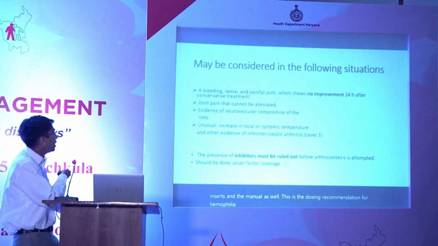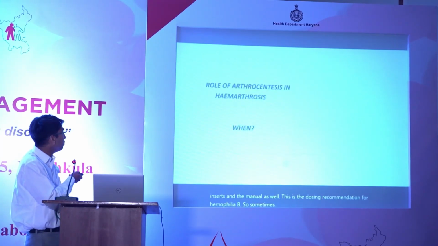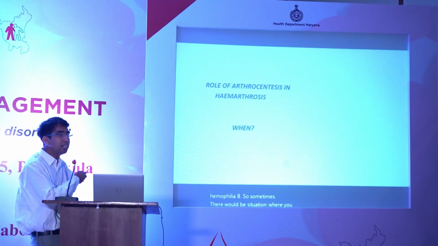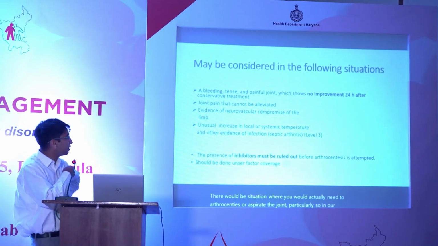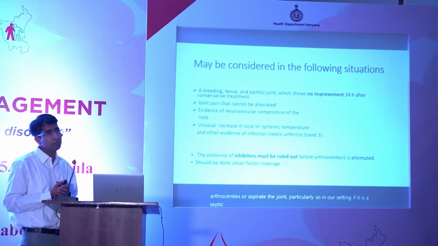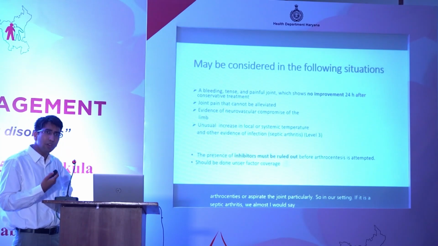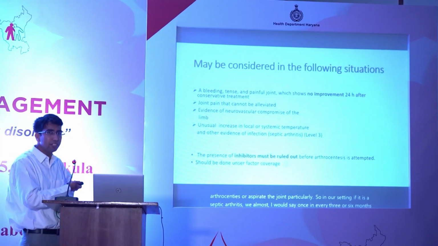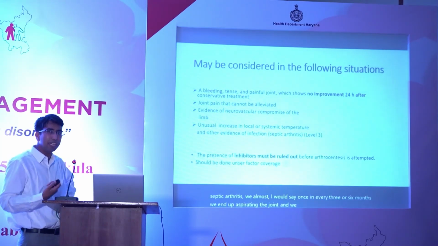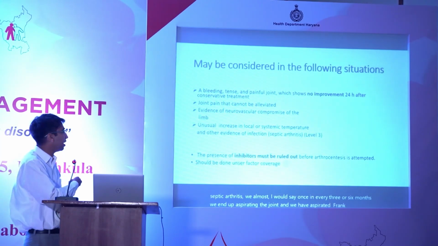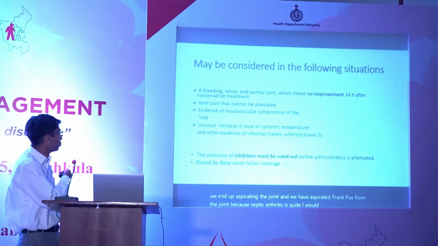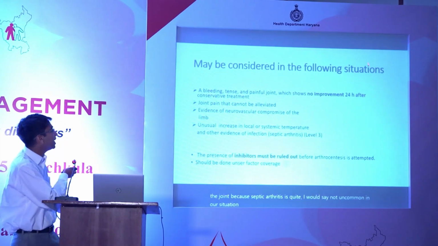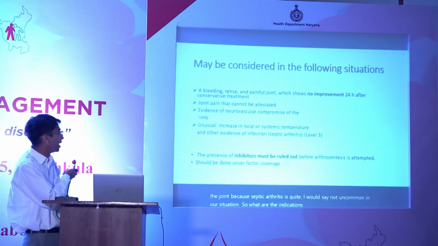Sometimes there would be a situation where you would actually need to perform arthrocentesis, or aspirate the joint. Particularly in our setting, if it is septic arthritis, about once in every 3 or 6 months we end up aspirating the joint, and we have aspirated frank pus from the joint, because septic arthritis is quite, I would say, not uncommon in our situation. So what are the indications when we should attempt to aspirate the joint?